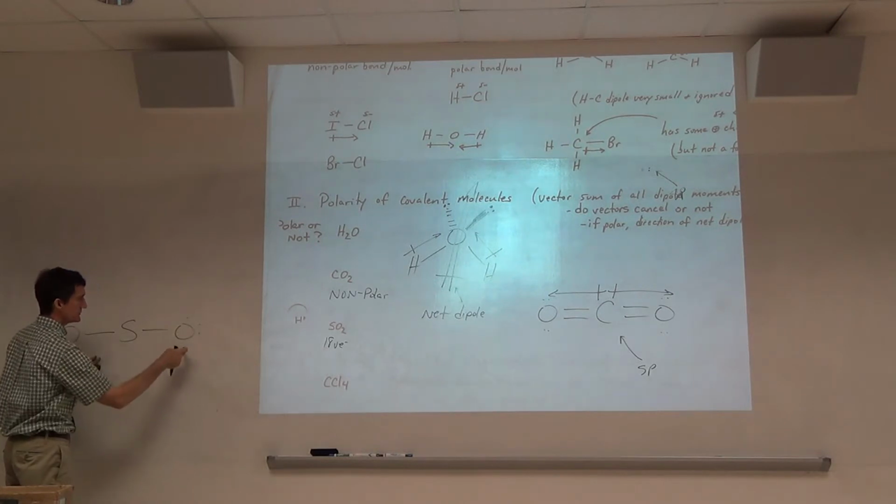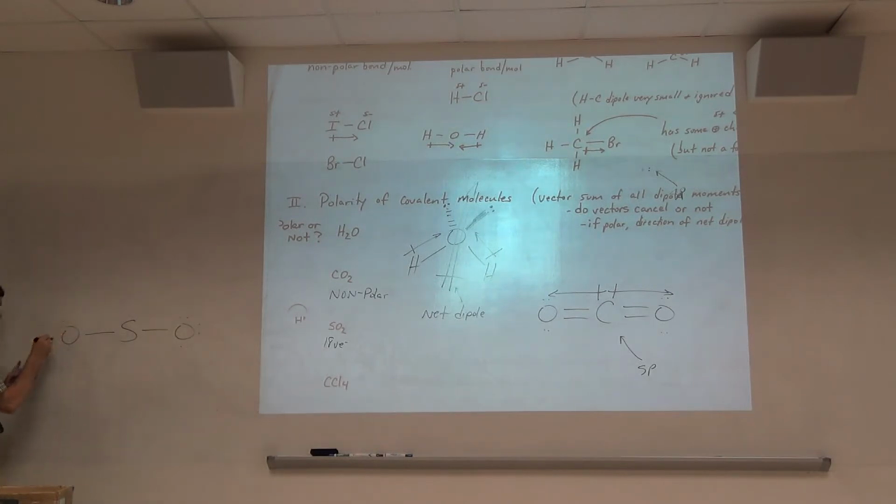18, 2, 4, 6, 8, 10, 12, 14, 16. Now put one here. 18. Are we done? Can we do a better structure? Does this sulfur have an octet? 2, 4, 6? No. What do you want to do? Well, let's ask these to move in here.